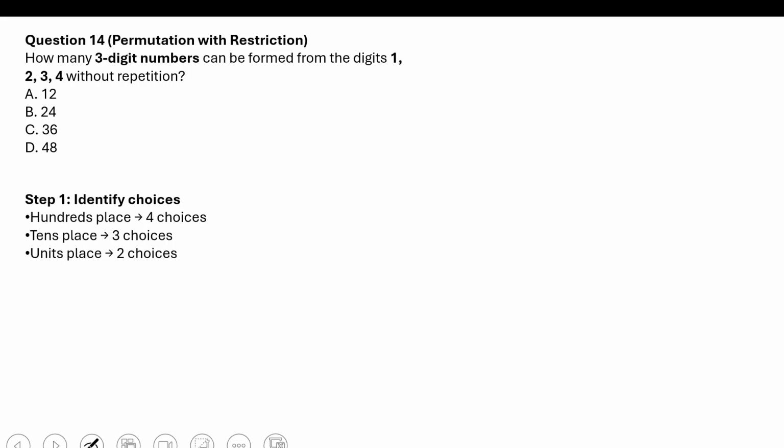So the next question is permutation with restriction. It says how many three-digit numbers can be formed from digits 1, 2, 3, 4 without repetition. Three-digit numbers have to do with hundreds, tens, and units. So you see that the hundreds place has 4 choices, tens place 3 choices, and units place 2 choices. So we multiply 4 by 3 by 2, and you get 24.